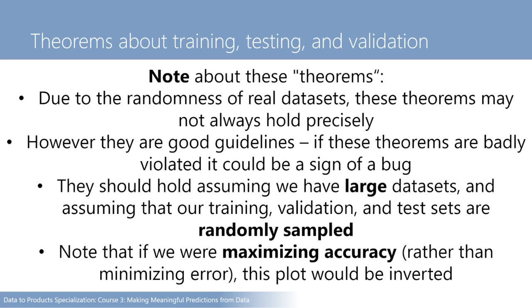And if they don't hold, it might be a sign that there is a bug in your code rather than a problem of the data set. So it's a good way to sanity check your training, validation, test pipeline just by checking whether these theorems hold or whether they approximately hold. These theorems should hold, assuming you have large enough data sets and that your training, validation and test sets are randomly sampled. If those are violated, you may not expect these theorems to hold, or they may not hold as well. Finally, if we were maximizing accuracy rather than minimizing error, as we were doing in the plots I showed, the plots would just be the other way up. When I talk about error going down, it's the same thing as accuracy going up if you've implemented your regularization pipeline correctly.